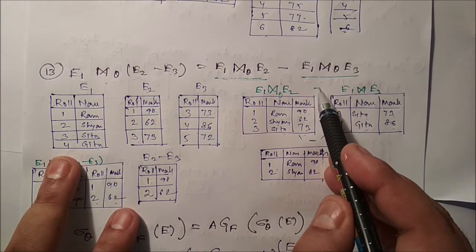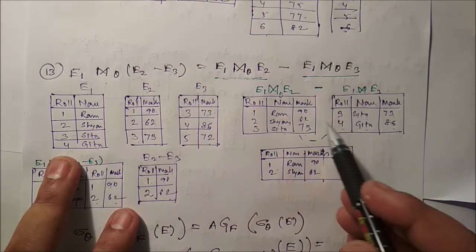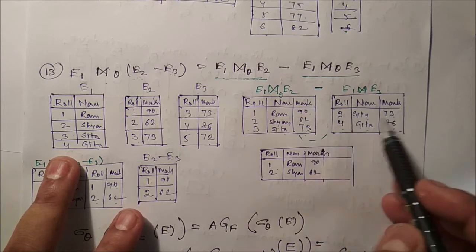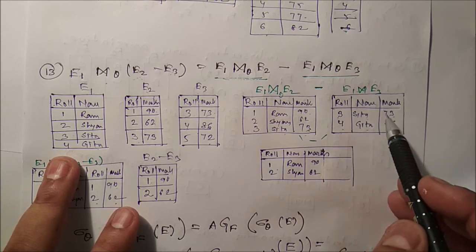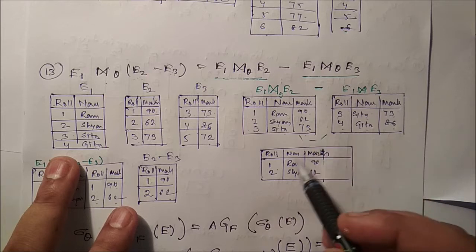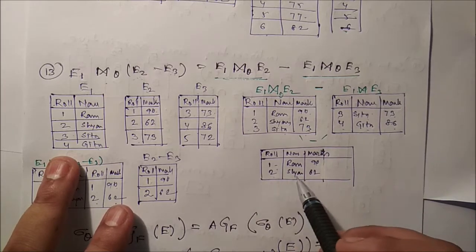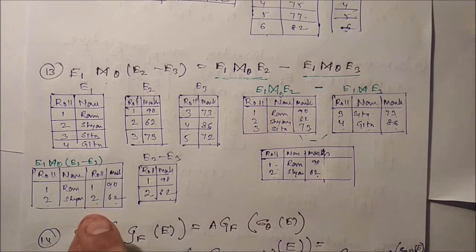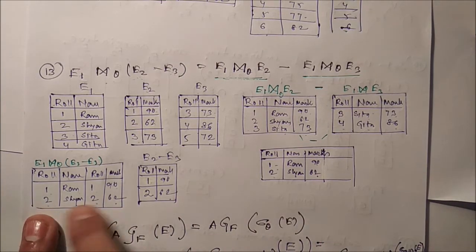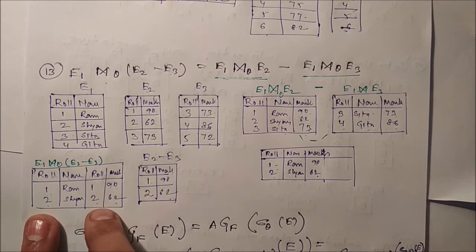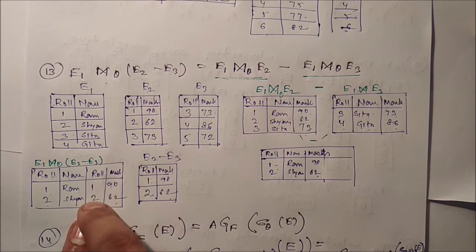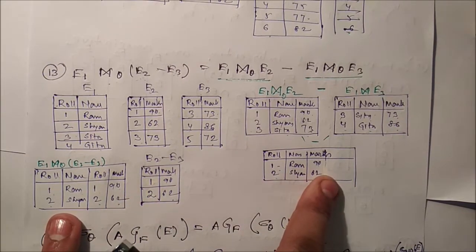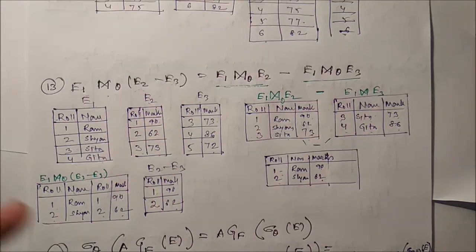After that apply the subtraction, the difference. So this minus this. Definitely you have to remove Sita here, because Sita is present in this particular E3 table. So definitely the output will be 1 Ram 90, 2 Shyam 62. Now here both are same. You can see one extra roll number is there, but it is redundant information. We can eliminate this redundant information, and we can say both these expressions are same.